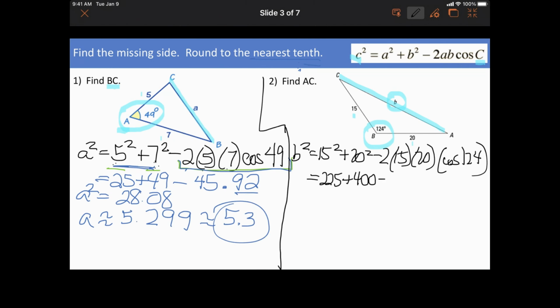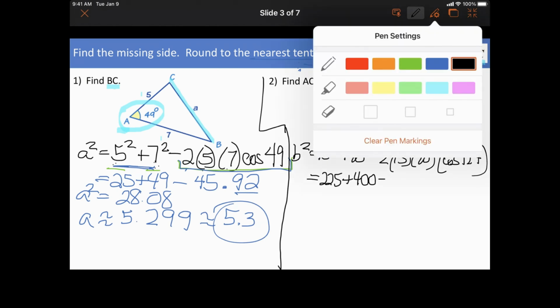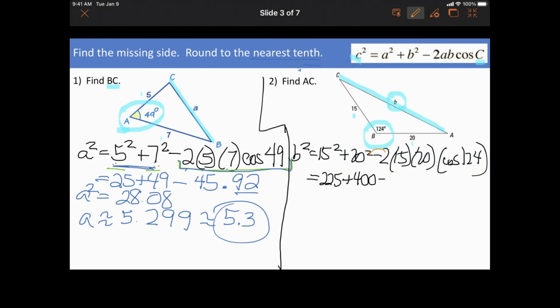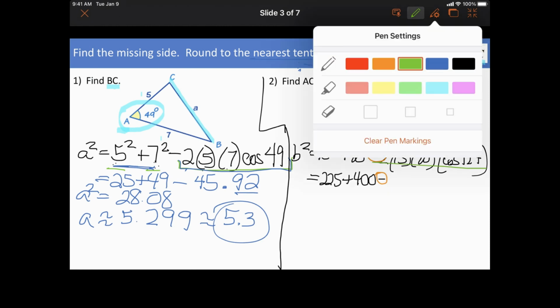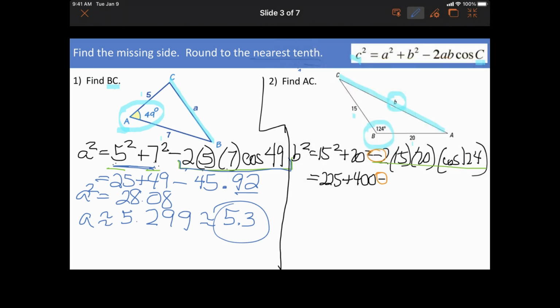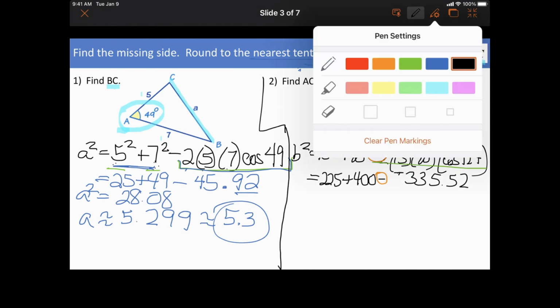Okay, 2 times 15 times 20 times cosine of 124. All right, here's where you need to be careful. So this minus here is this minus here. But when I typed in this, it gave me a negative number. So that's going to be another negative 33552. So yes, there's two negatives.